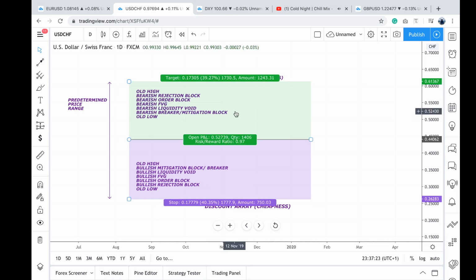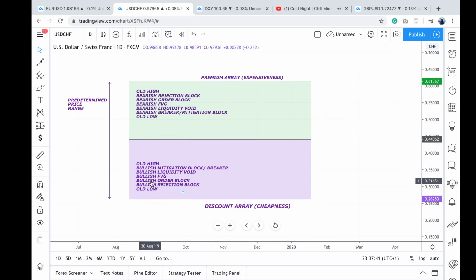So the good thing about PDRs is you can use them as entry levels. You could also use them as target levels. Because now, if you're selling from one of the premium arrays, price is going to reach for a discount price one, because the central banks will not want to move the market all the way back up until it gets to a discounted price point.